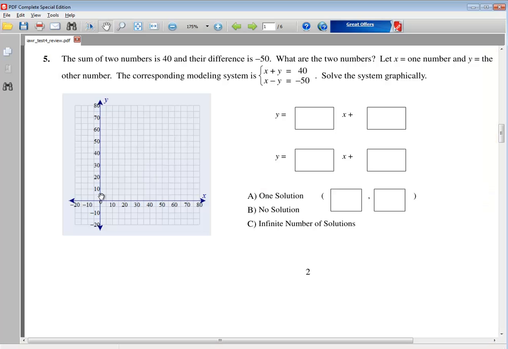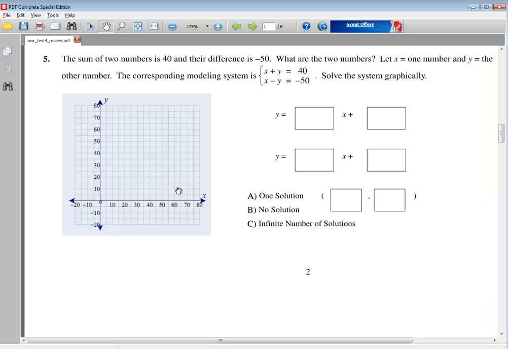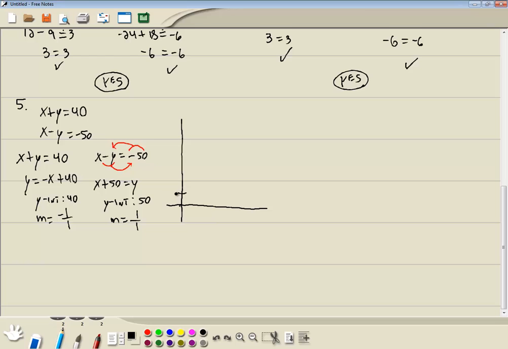They're giving us this right here. I guess they go out a little bit this way. Y-intercept is 40 and 50. Okay, that's 10, that's 20, 30, 40, and 50. Okay, so come up here to 40, and then it's up or down 1. The negative 1 means down 1 and right 1. Down 1, right 1.